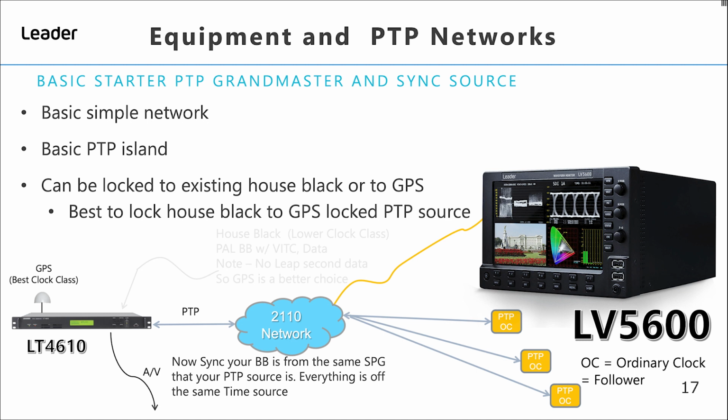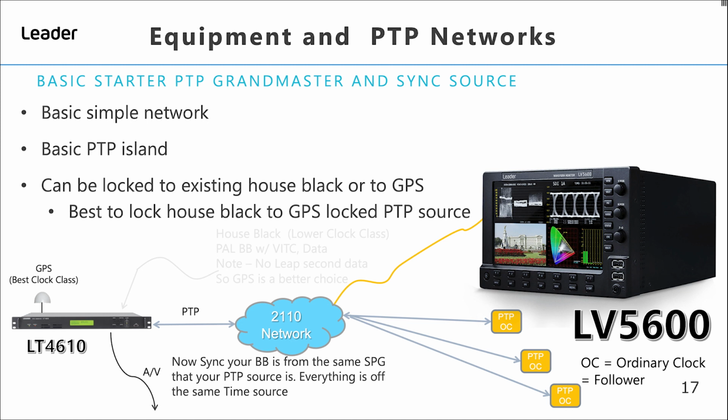So GPS is going to give you the best clock, and then your PTP sync generator here, like the LT4610, can be your source for your black burst, tri-level, your test signals, and now your PTP. Your PTP and your black burst are all coming off the same clock, and your entire network, be it SDI or IP, is completely locked to one another.